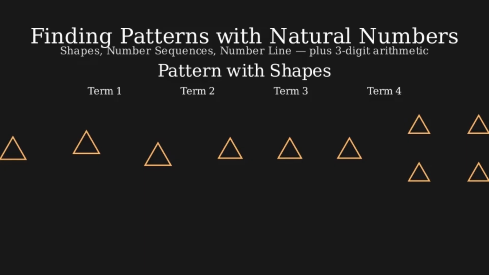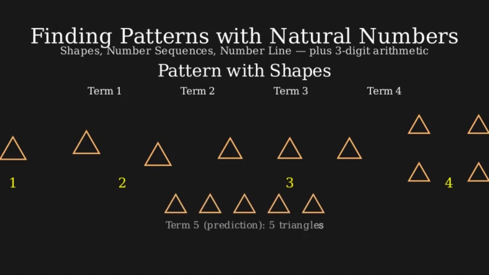What is the pattern? We can count how many triangles appear in each term. Term 1 has 1 triangle, Term 2 has 2, Term 3 has 3, and Term 4 has 4. So the number of triangles equals the term number. Therefore, the next term, Term 5, would have 5 triangles.